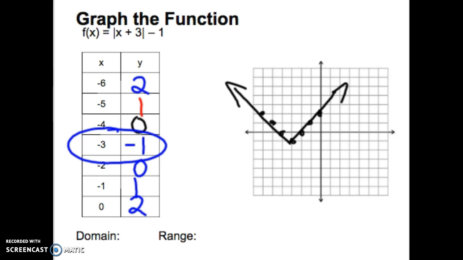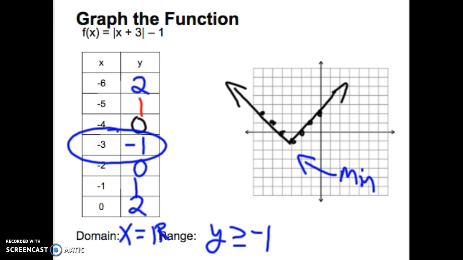Final step. Well, in this case, domain, again, is all real numbers. You can plug any numbers in for x. Doesn't matter what it is, we can plug it in. For the range, same thing. Y has to be greater than or less than something. In this case, we have a minimum, which means y is greater than or equal to the smallest value, which is -1.